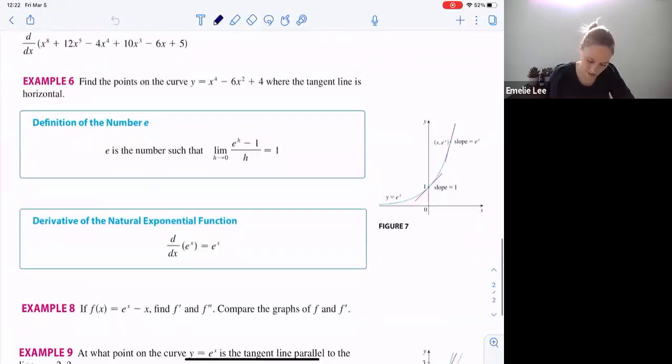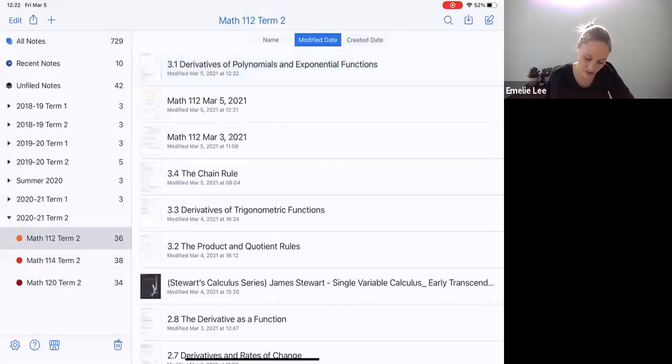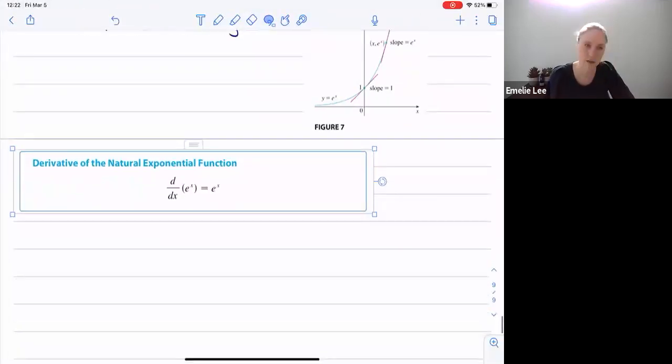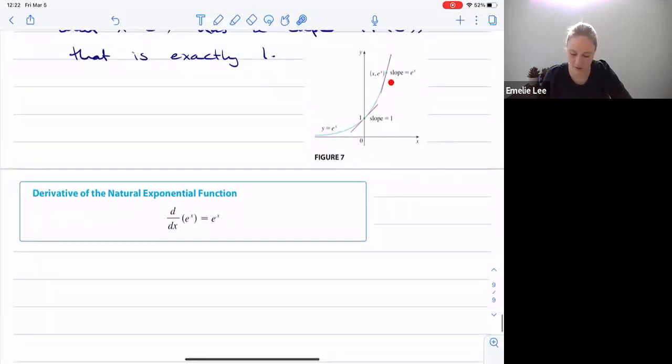Well, the slope of the tangent line sounds familiar. That is the derivative, right? So here, what we've established is that if the slope of the tangent line is equal to the y value at that point of x, and if y is equal to e to the x, then the derivative of e to the x is just e to the x. And that makes it really easy to deal with.